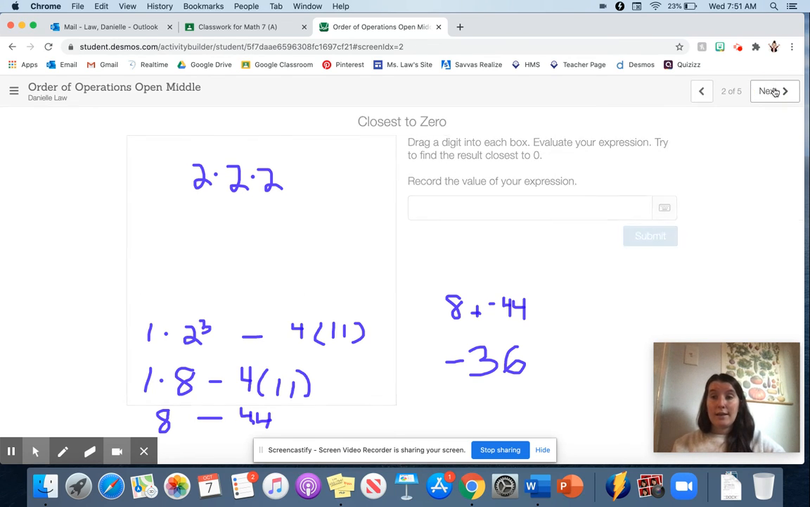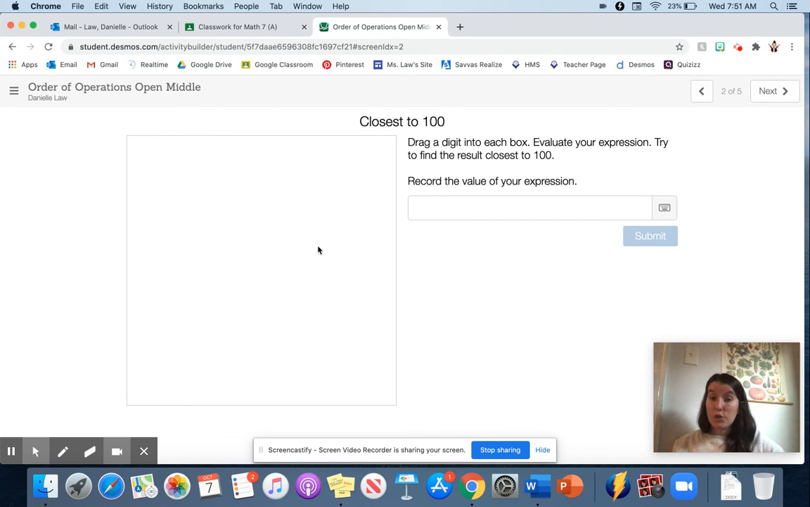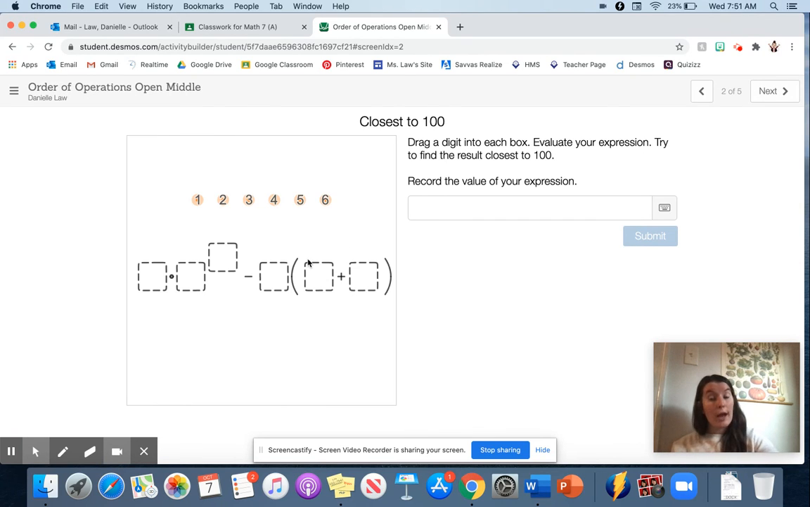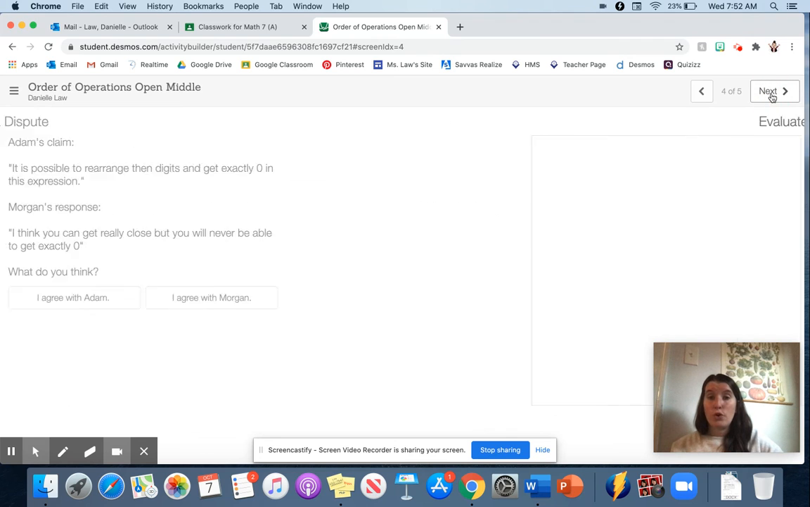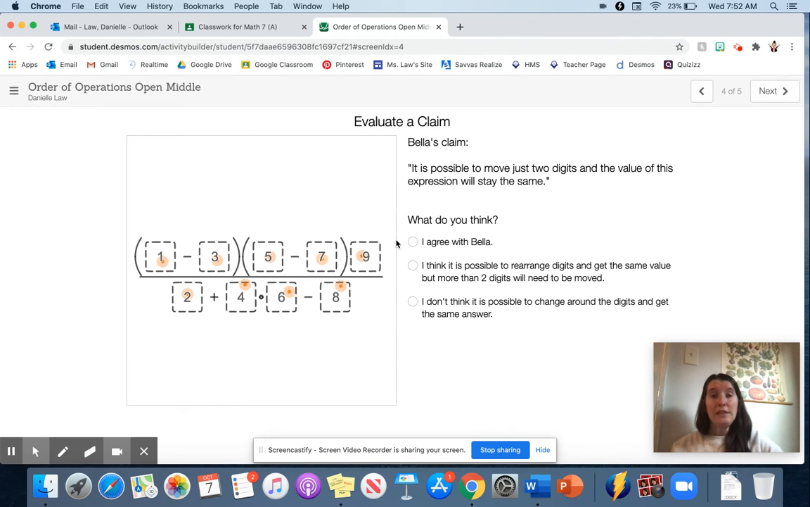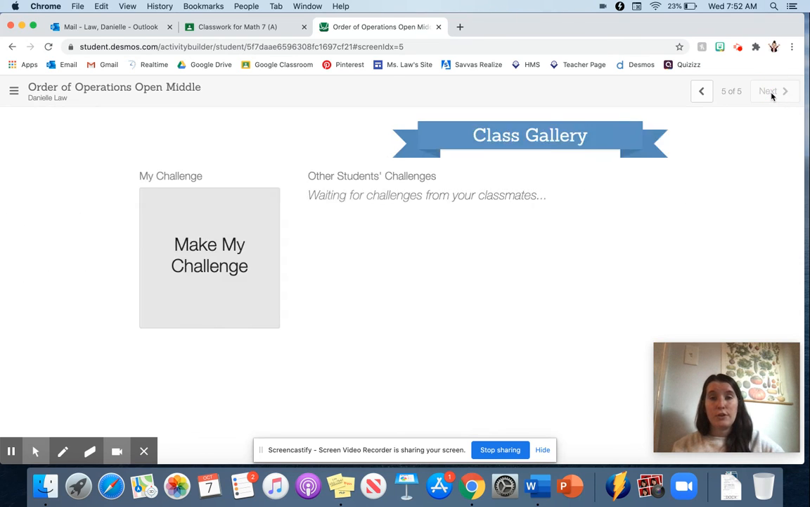All right, next one, closest to 100. So now you're going the opposite way. Now you want to make a bigger number. This one, you have one that's already set up for you. Adam is making a claim. Morgan is responding. So you're going to tell me who you think is correct there. Same thing with number 4. Who do you think is correct here based on that claim?